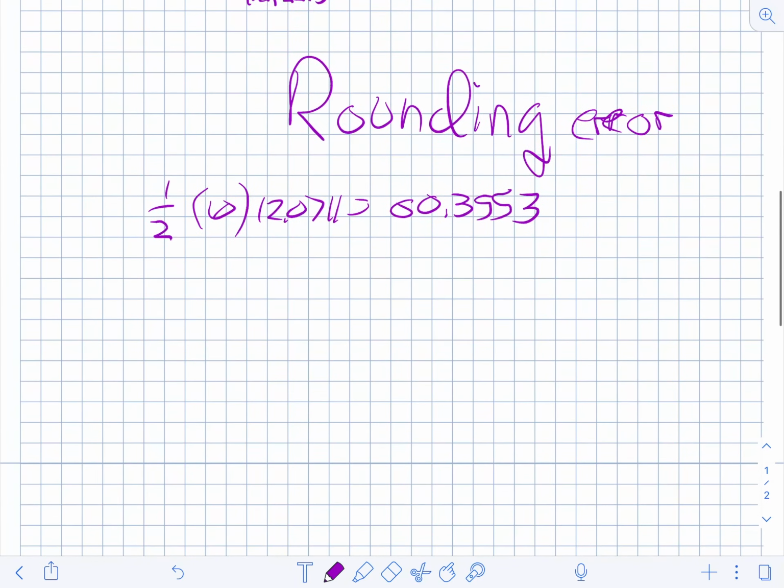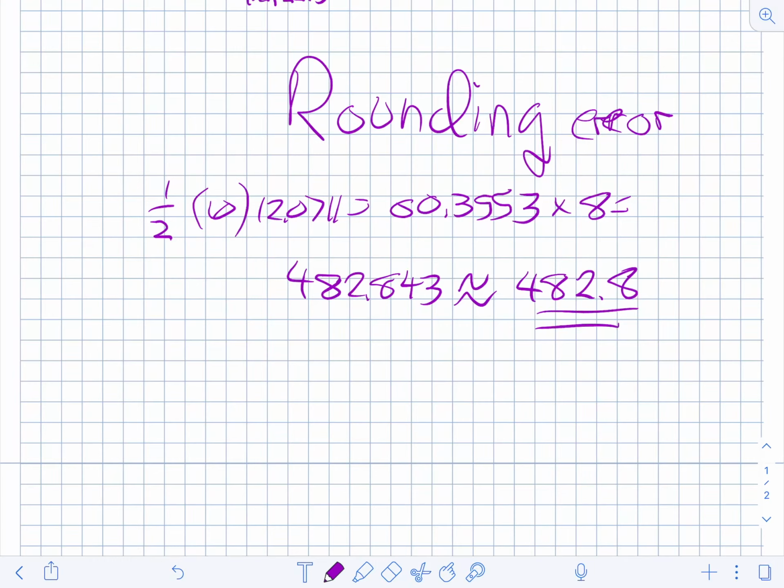If it was a hexagon, there'd be 6, and so on. Anyway, we are going to take our previous answer and multiply by the number of sides. We get 482.843, and we now round that to whatever decimal accuracy was asked for. Let's say 1 decimal place, and there would be our answer.